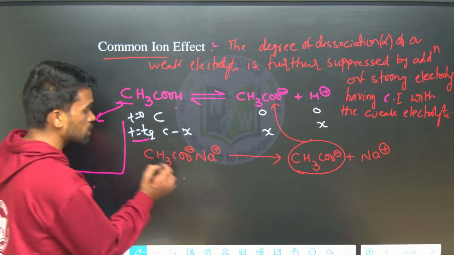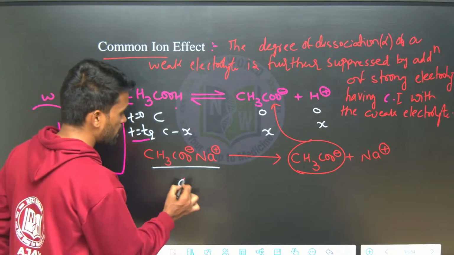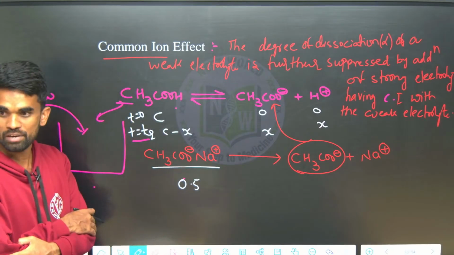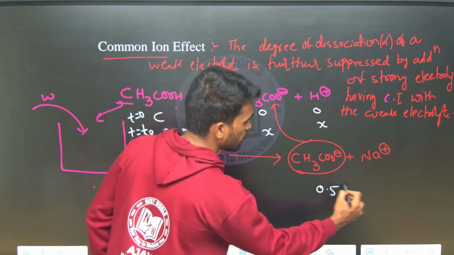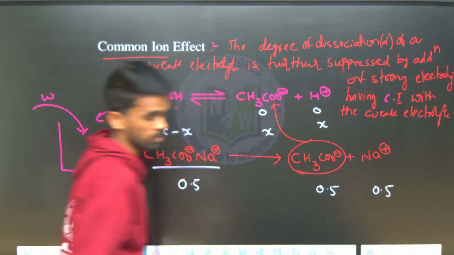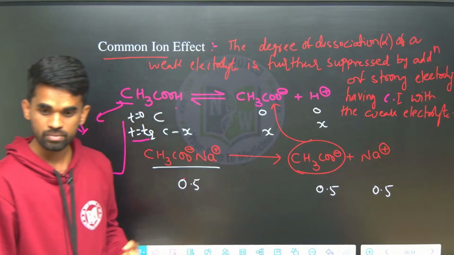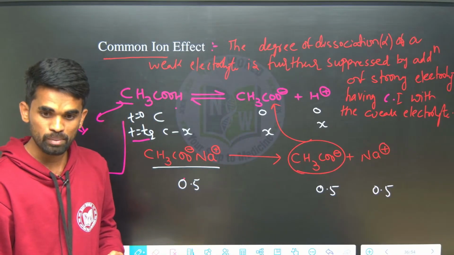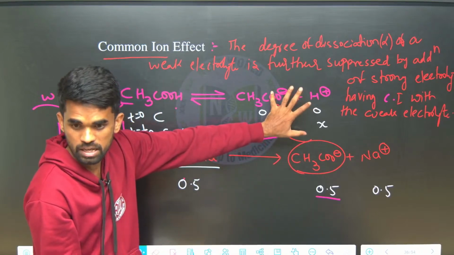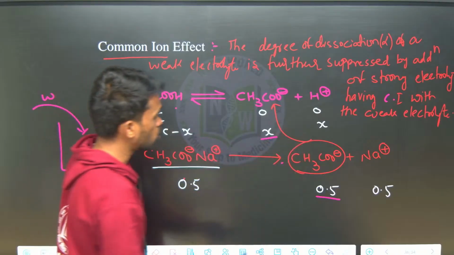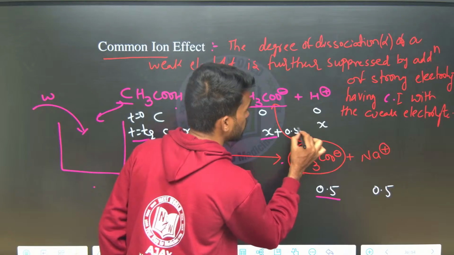Now the strong electrolyte concentration, let us say how much will we take? We will take some 0.5 concentration, some numerical value I am taking. So 100% dissociation means this ion is also 0.5, this ion is also 0.5. Now what is the total concentration of acetate ion in the beaker? What will be your answer? X plus 0.5, because two sources are there. Acetate ions are from here and here. So the total concentration of acetate ion will be X plus 0.5.